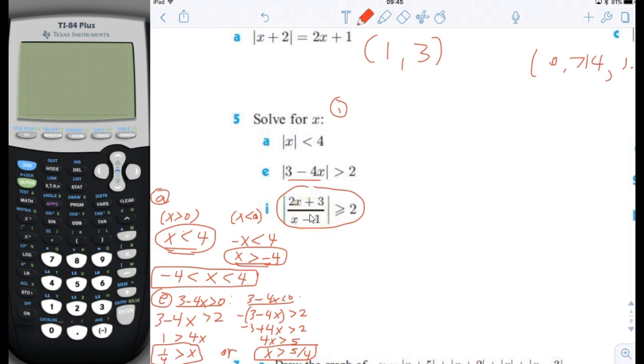So let's try that. So we're going to square both sides, and then the top is going to become 2x plus 3 squared, and the bottom is going to become x minus 1 squared. And the right side is going to become 4. And we don't have the absolute value sign anymore because we squared everything, right? Now we can multiply both sides by x minus 1 quantity squared, and we don't need to worry about changing the direction of the inequality, right? Okay, now let's expand using FOIL.